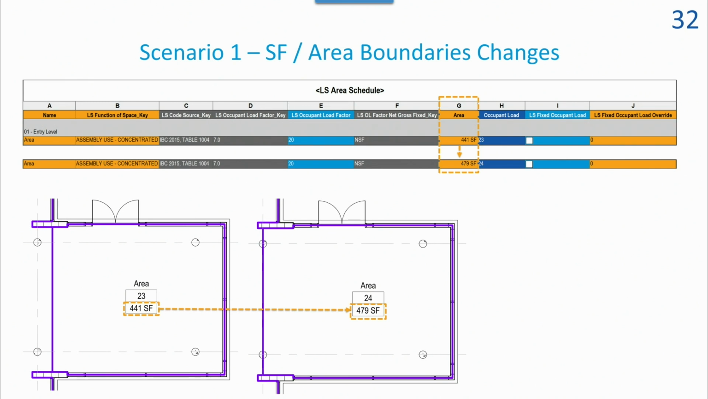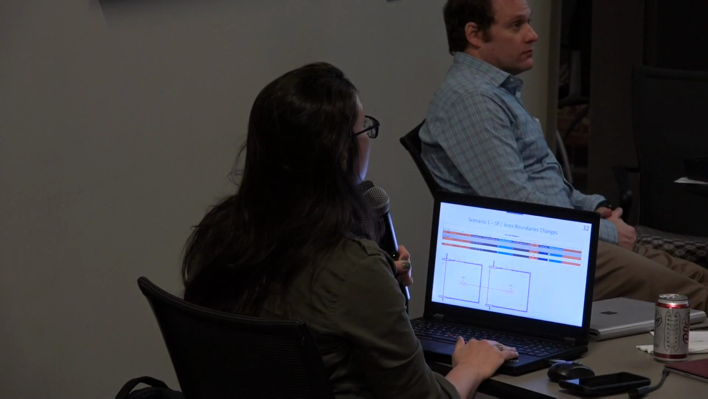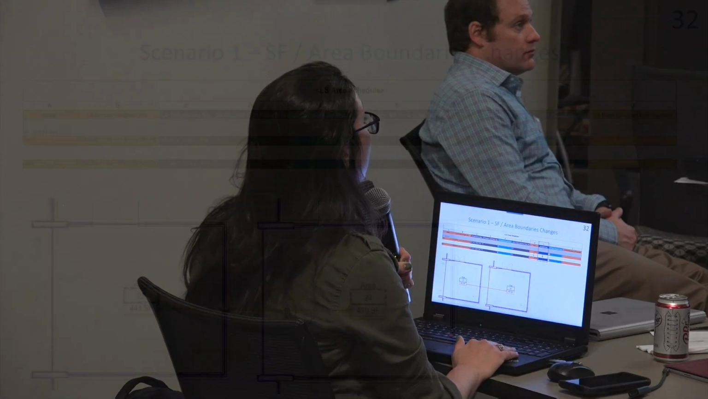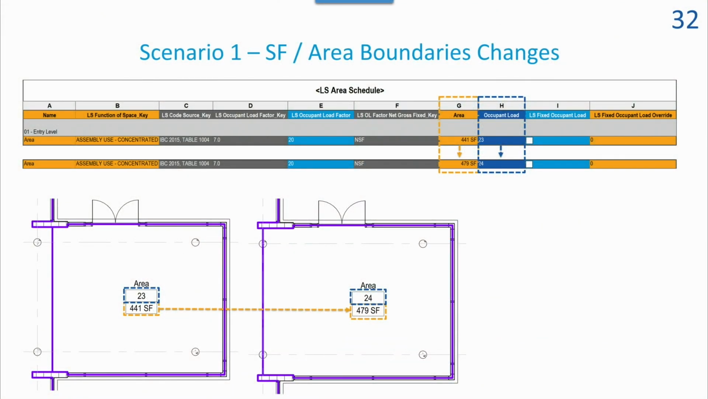If my area boundary lines move, square footage changes. So this is an automatic change. You'll see that as my area changes, my occupancy load automatically updates, right? So there's no work that I need to do. All I need to do is change the area boundary line.